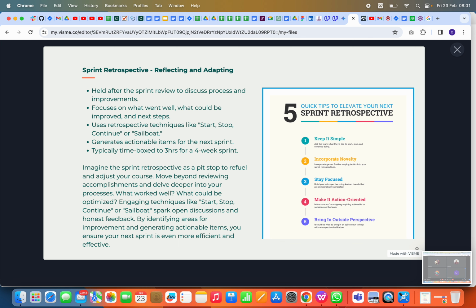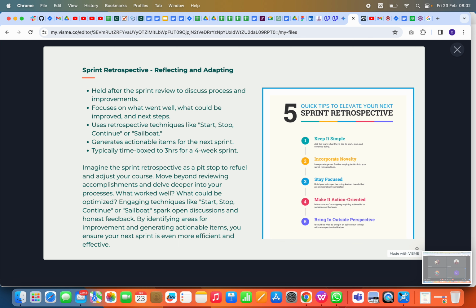So this sprint retrospective focuses on what went well, what could be improved, and what is the next step. It is totally different from the sprint review. Sprint review, the stakeholders are involved. Sprint retrospective, it is in-house for the Scrum team. So sprint retrospective, if you check the dictionary meaning, it's like reflecting, inspecting yourself, like, okay, what went well, what could have been done better, that kind of thing.